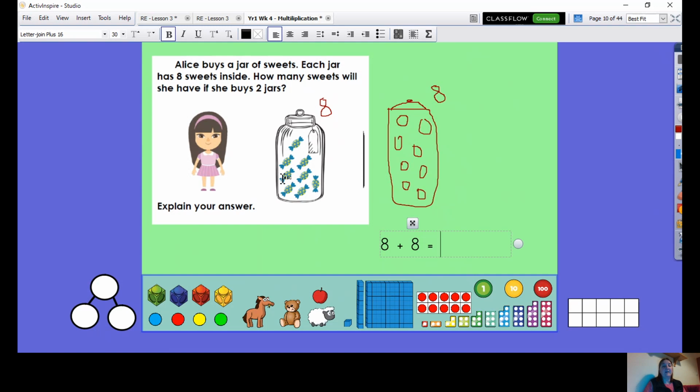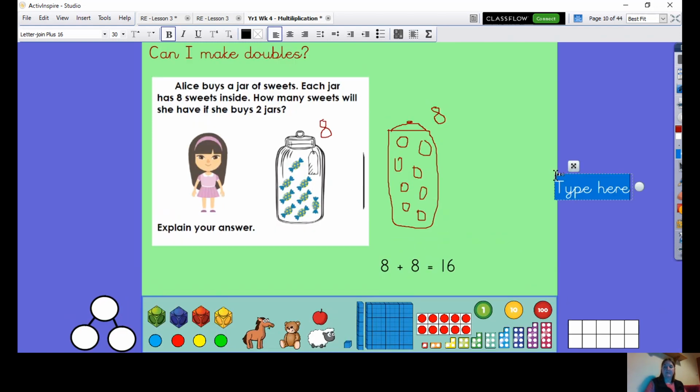Now I know there's 8 in there. I could go 1, 2, but I know I'm just going to count on from 8. So I'm going to go 8, 9, 10, 11, 12, 13, 14, 15, 16. Okay. So I know I've explained my answer by showing here that I've drawn a picture, and I've written down here that 8 and 8 is 16. I could then also write double 8 is 16.